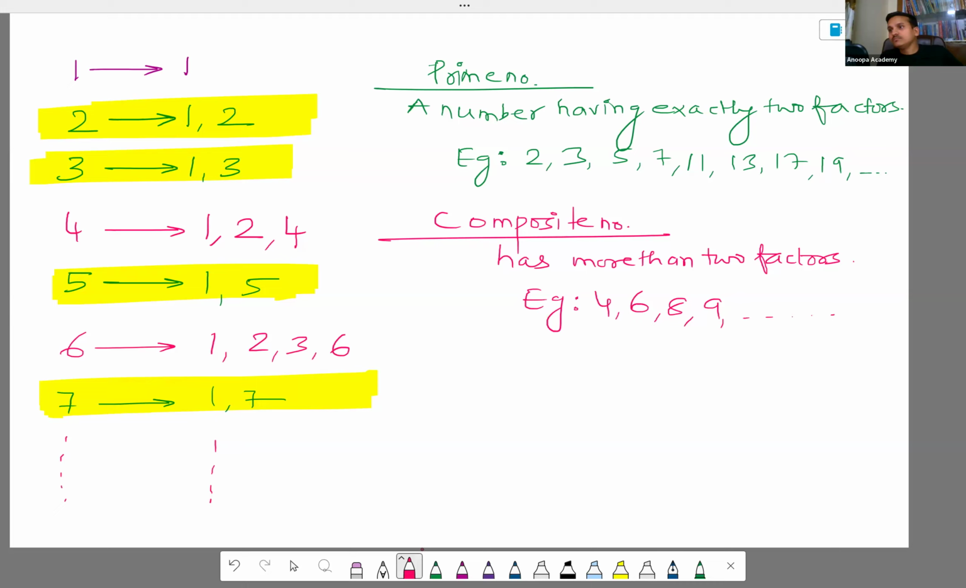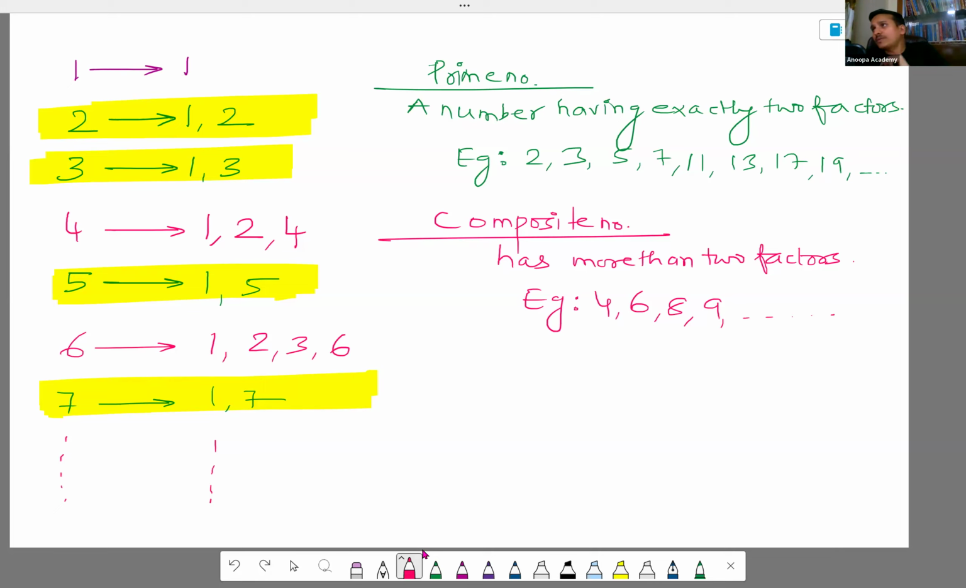Now, if you look at the number 1, how many factors is 1 having? Only 1. That is 1 itself. See, you cannot say 1 comma 1 because 1 comma 1 is 1 only. Don't write 1 comma 1 there. Both are the same number, and we cannot write the same number twice. So if you take a look at number 1, 1 is having only one factor, that is 1.